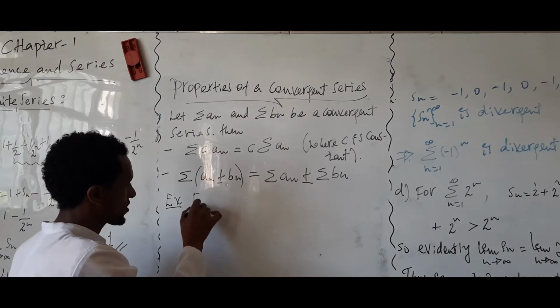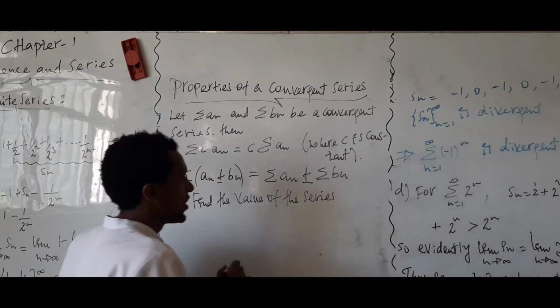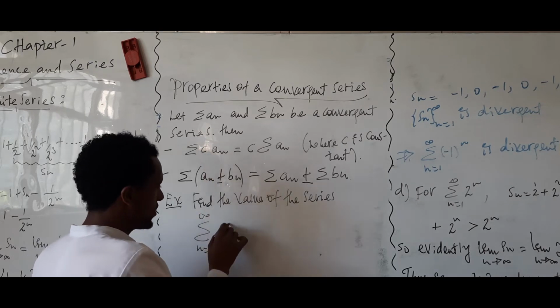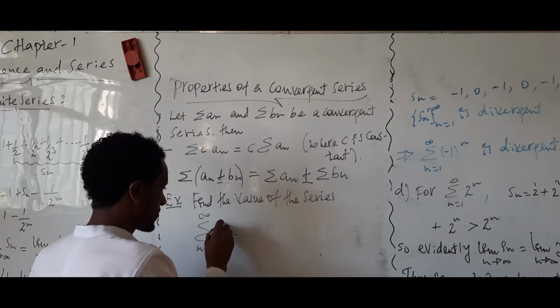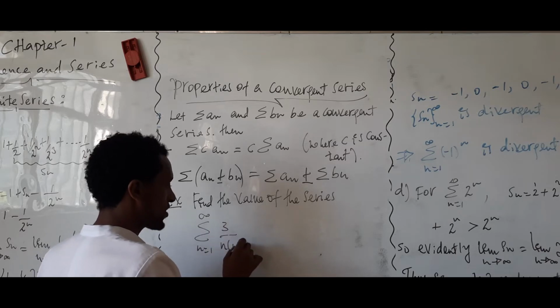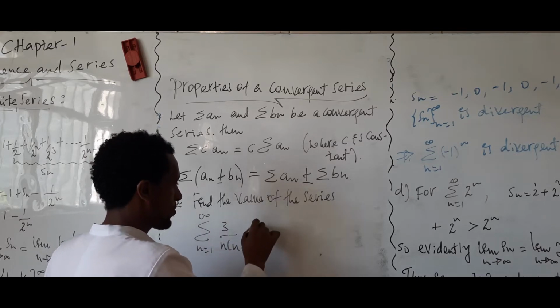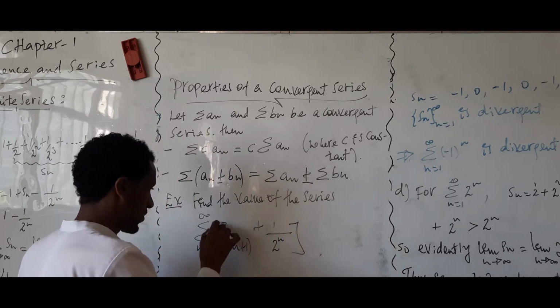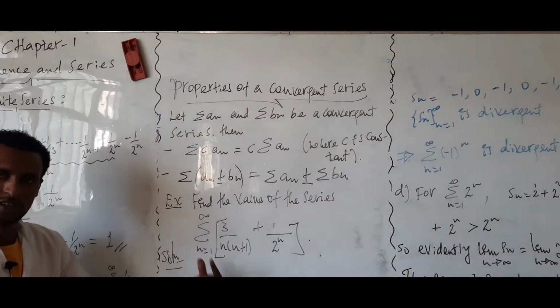Find the value of the series: the sum from n equals 1 to infinity of 3 over n times n plus 1, plus 1 over 2 to the power of n. Let us see the value of this series.